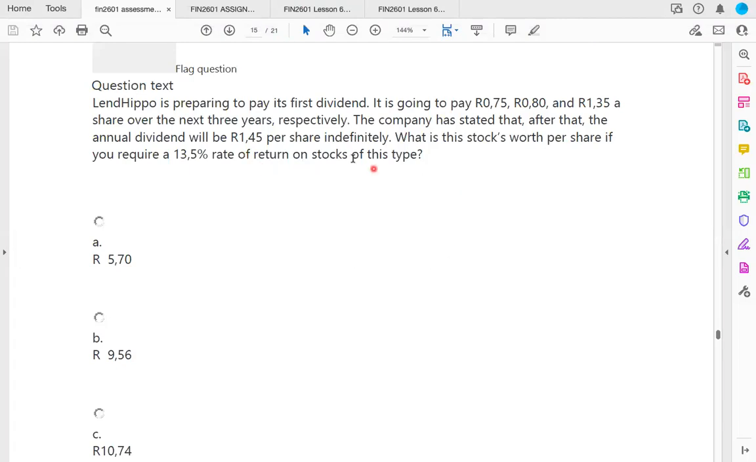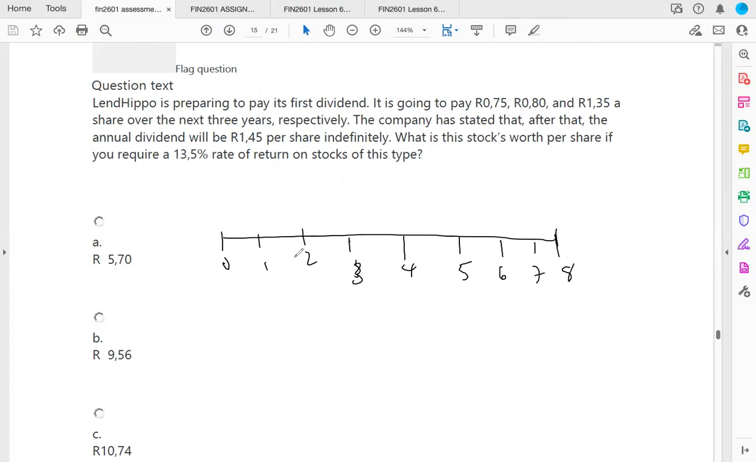Okay, so I hope you were able to do that question. It's actually quite a simple question if you think about it. It's all about drawing your timeline. And then once you draw your timeline, everything becomes a bit more straightforward, right? It just becomes easier to understand what is going on, right?